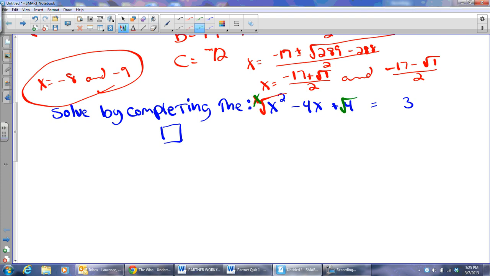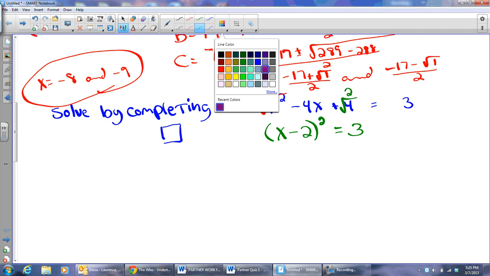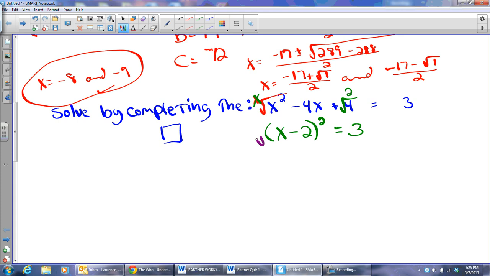Is this a perfect square? Yep, it's 2. 2 times x, 2x, doubled is 4x. This will factor as x minus 2 quantity squared equals the 3. Now I can go ahead and undo the square. How do I undo a square? Well, I take the square root. But if I take the square root of one side, I have to take the square root of the other. So I end up getting x minus 2 equals plus or minus the square root of 3.